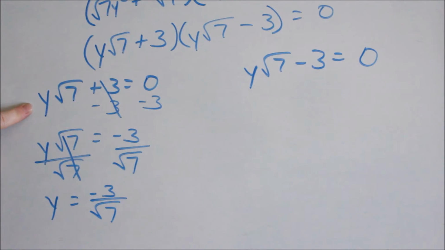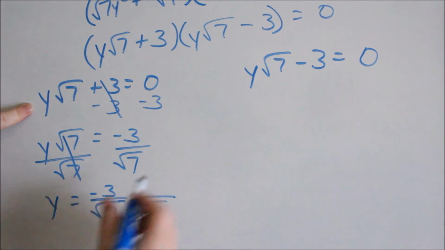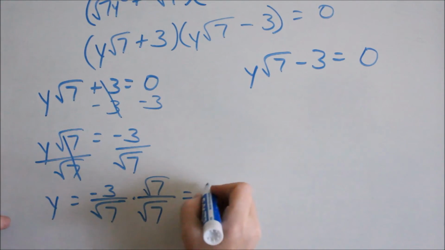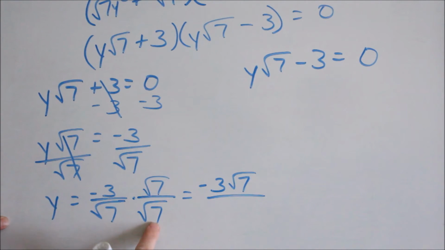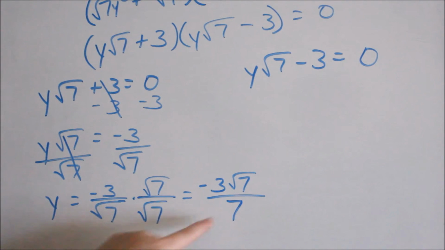Can I leave my radical in the denominator? No. How do I get rid of it? When it's just a radical by itself, you can multiply it by just itself, square root of 7. Therefore, I have to do that to the numerator. So this becomes negative 3 square root of 7. Square root of 7 times square root of 7 is square root of 49, and square root of 49 is just 7. I can't reduce any of my whole numbers, so I'll leave it just like that.